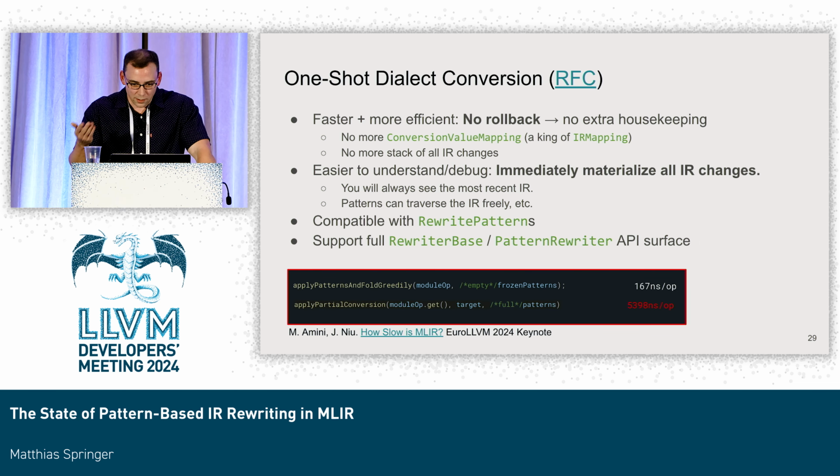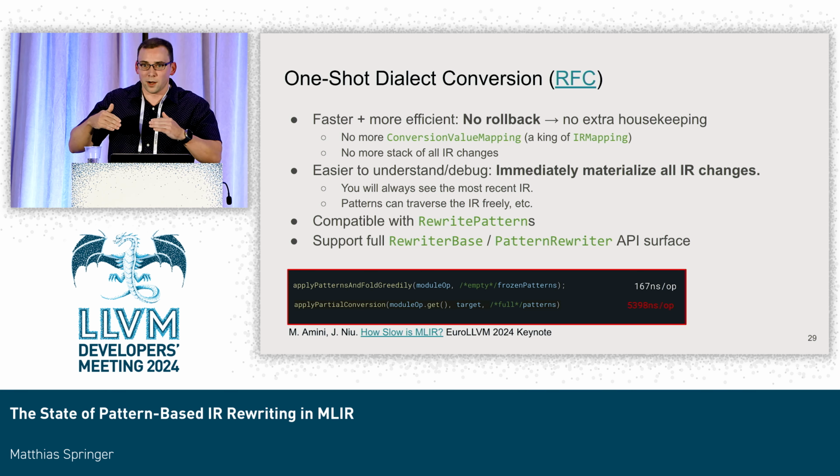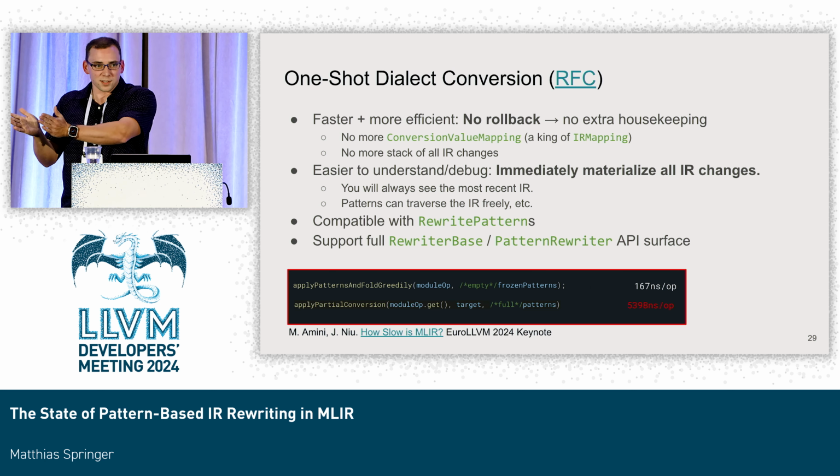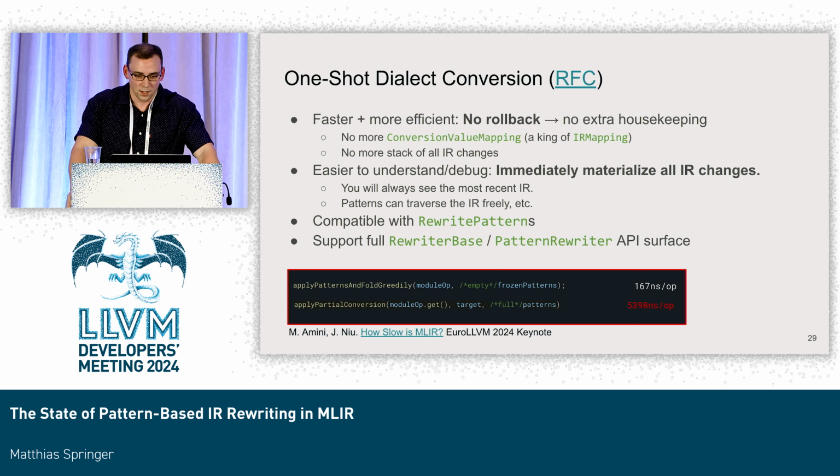So after that, there's another RFC out on Discourse right now about the one-shot dialect conversion. The idea here is to provide a faster and more efficient dialect conversion driver that does not have rollbacks. As I mentioned earlier, in a dialect conversion driver, in a conversion pattern, you can start modifying the IR, and then you can say return failure, which means we can't make progress in this pattern, and we roll back all the changes. This is actually quite expensive because we need to keep track of everything that has happened during the pattern.